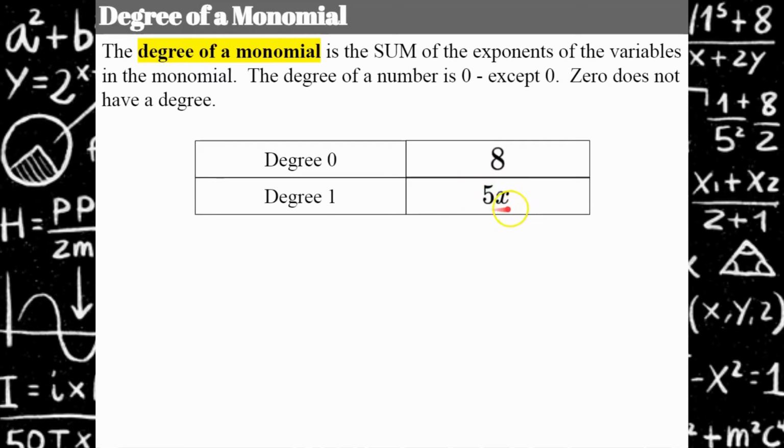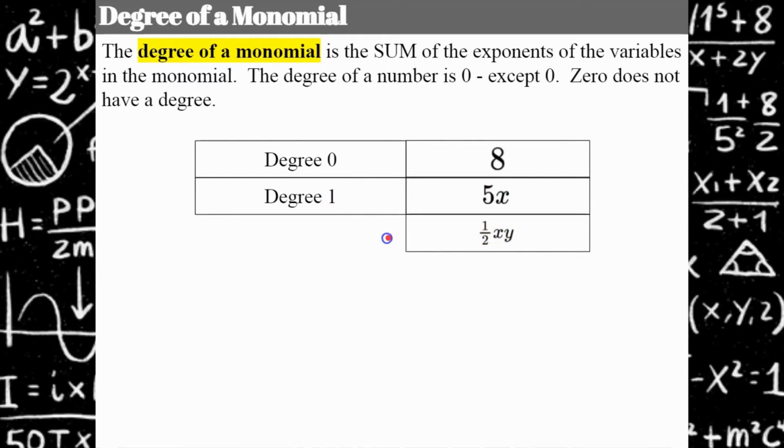So 5x has a degree of 1 because this x has an exponent of 1. If you were going to write a variable term here, I could put next to the 8, x to the 0. So x to the 0 is equal to 1, okay? So really there's an invisible x to the 0 here. 8 times x to the 0 has a degree of 0 because the exponent of that variable would be 0. Here we have that invisible 1 giving us the degree of 1.